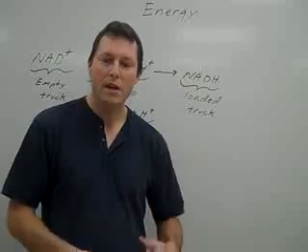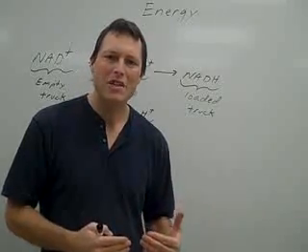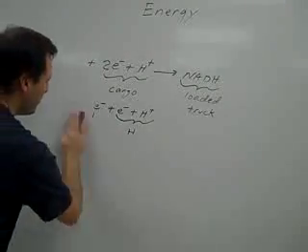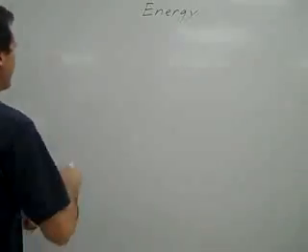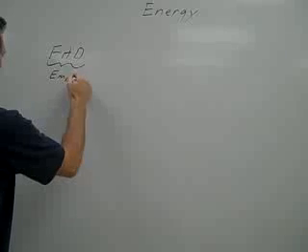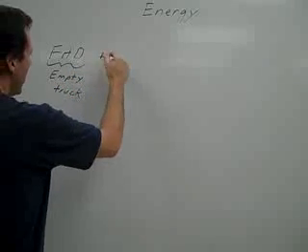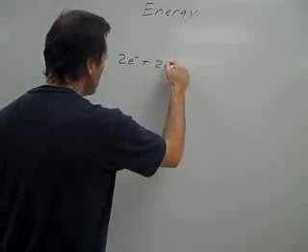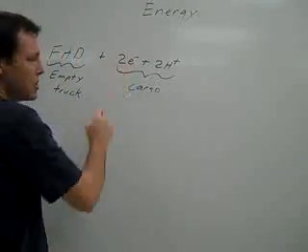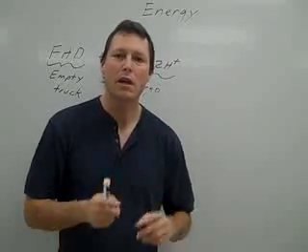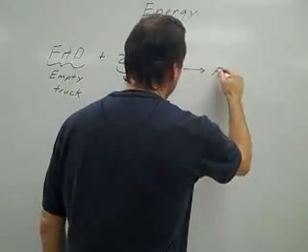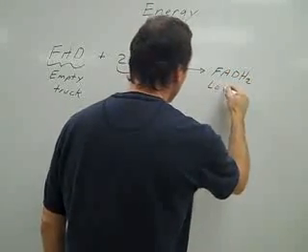FAD is another carrier molecule. It's also like a loaded truck, except it's going to carry a little bit less energy, ultimately only producing 2 ATP. So let's go ahead and talk about that one. So FAD, that's our empty truck. And the cargo is going to be 2 high energy electrons and 2 protons. This is the cargo. Now these high energy electrons, again, only carry enough energy to ultimately produce 2 ATP. Not quite as much as NAD+. So that's our cargo. And this is going to yield FADH2. This is going to be our loaded truck.